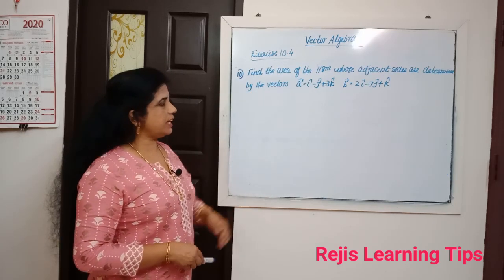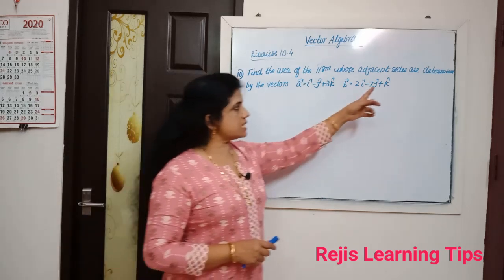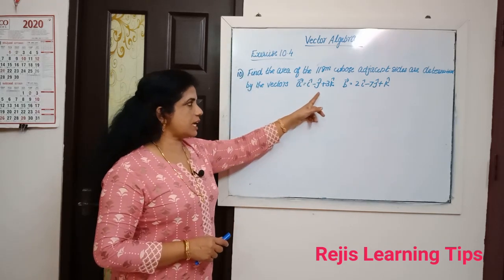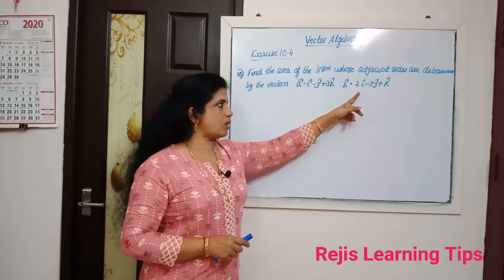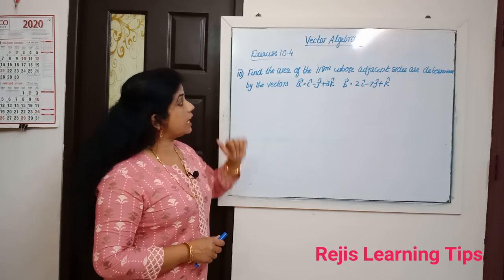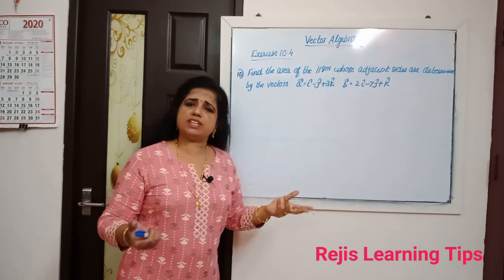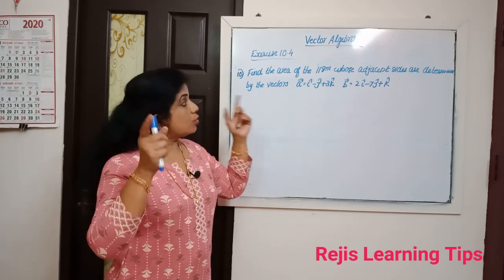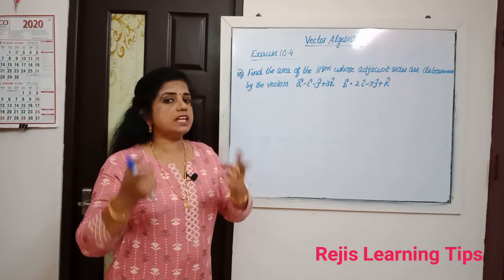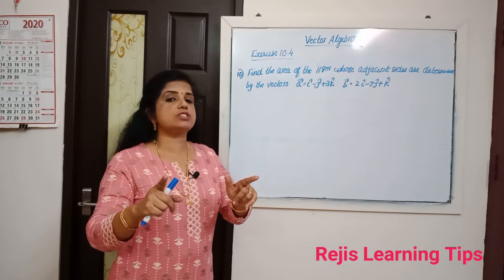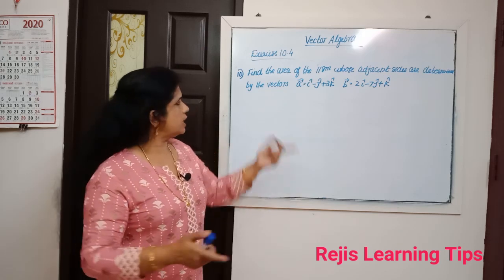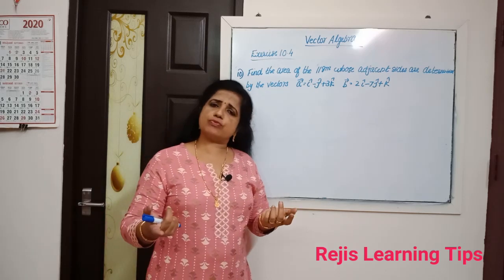Then 10th question: find the area of the parallelogram whose adjacent sides are determined by the vectors. Vector A is equal to i minus j plus 3k. Vector B is equal to 2i minus 7j plus k. How can we find the area of the parallelogram whose adjacent sides are given? The area of the parallelogram is equal to magnitude of A cross B. Here A and B are the adjacent sides of a parallelogram.